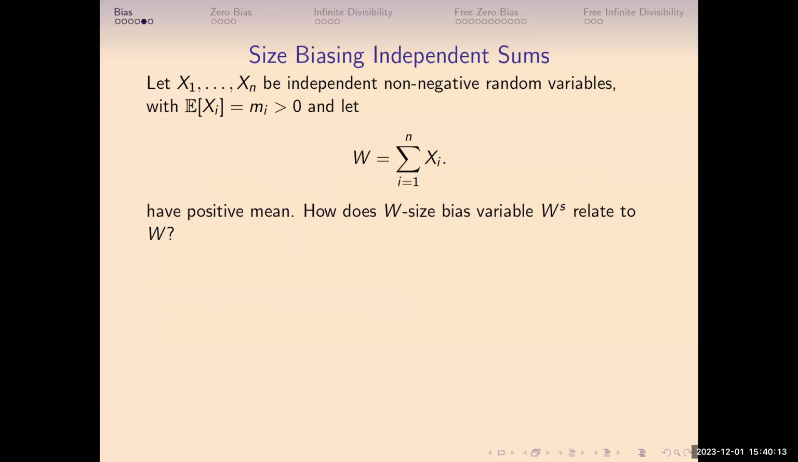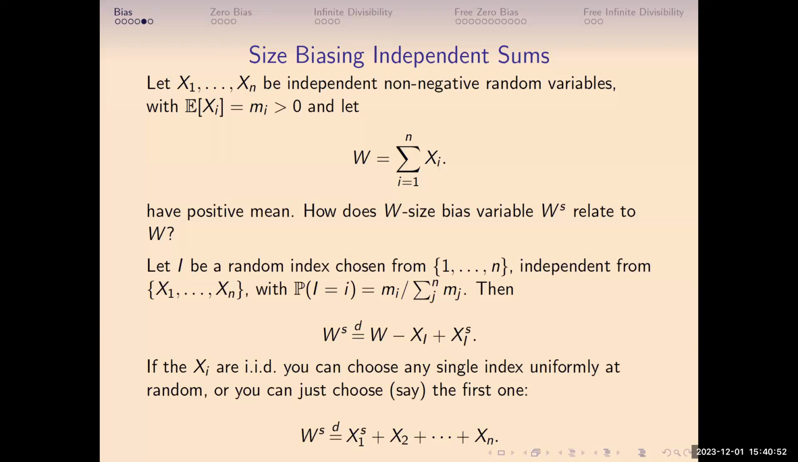Okay, so one of the interesting things and one of the main reasons it's so useful is it has a very interesting property when you're talking about sums of variables. Here, we're going to specialize to sums of independent variables, but it's more general than this, and we'll basically stick to the independent case today, but this principle is general. So take X1 through Xn independent, non-negative random variables. Let's suppose they have non-zero finite mean, and take the sum. And you might want to know, how does the size bias of the sum relate to the original sum? And it has this kind of magical, I'll call it change one property.